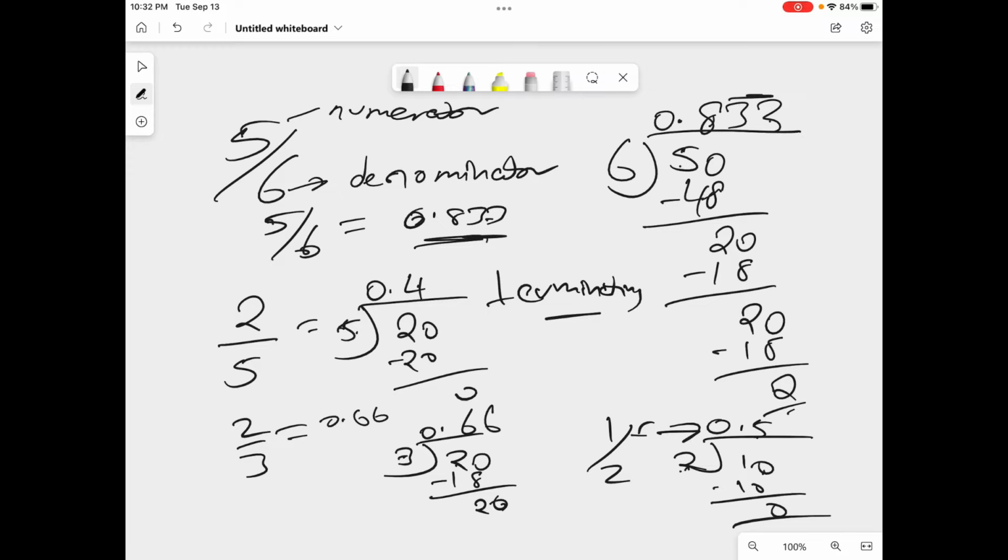So I hope you understand the difference now between a terminating decimal and a repeating decimal. And I hope you have learned how to convert a fraction to a decimal.